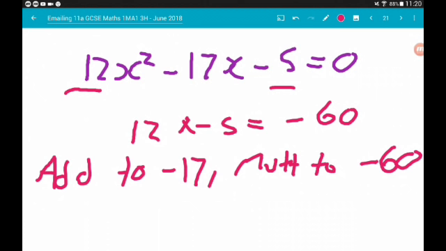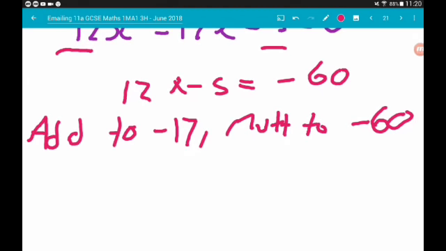So we got 1 and 60. There's no way, if we make one of those negative, there's no way we can get a minus 17. We got 2 and 30. No. We got 3 and 20. Winner, winner, chicken dinner. So, if we had positive 3 and minus 20, 3 minus 20 is minus 17. 3 times minus 20 is minus 60.